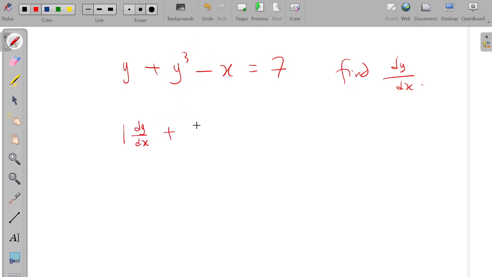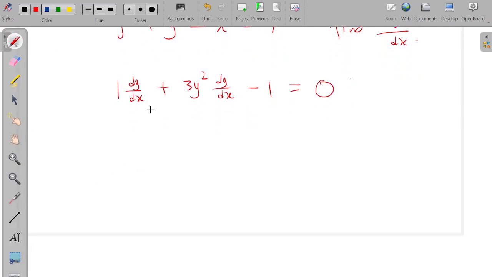Plus, derive this, 3y squared. Because y also is a function of x, we multiply by dy over dx. Minus, derive this, 1. Derive this, 0. What we need to do now is to make dy over dx the subject.